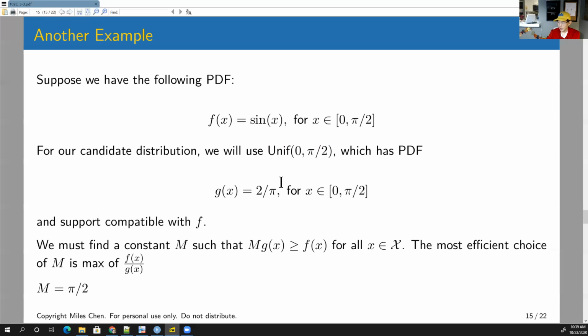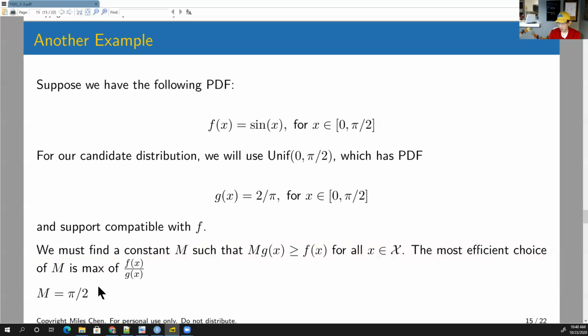The PDF of this distribution is going to be 2 over pi, because it has to integrate to 1. So 2 over pi times pi over 2 gives us an area of 1. And so we have to find an m such that m times g of x is greater than f of x for all x. The maximum value of f of x is 1, and so the maximum value of f divided by g of x is 1 divided by 2 over pi. So m is going to be pi over 2.